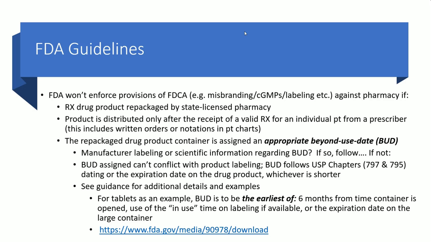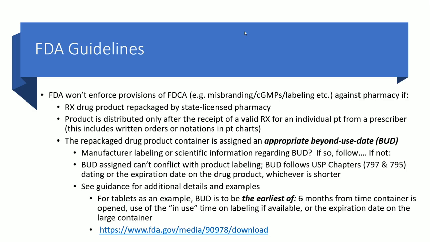Then the FDA says, so that's fine, you can repackage: state licensed pharmacy, you're going to use it for a patient's prescription when it's received, and the repackaged drug product container is assigned an appropriate beyond use date. But how do you determine that beyond use date? So first you need to look at the manufacturer labeling or the scientific information out there, because maybe they provide a beyond use date. If you look at the manufacturer labeling, it may say if you take it out and repackage it into a different type of container, you shouldn't put a date more than a week or two on it. You obviously have to go with that because they've done the studies and they understand that. But you don't always have that information. So if not, then what do you follow?